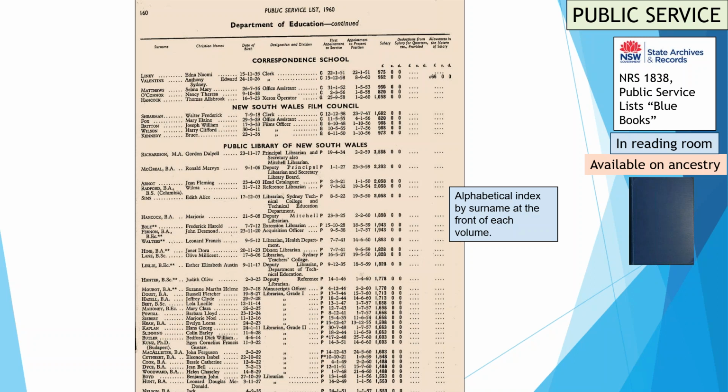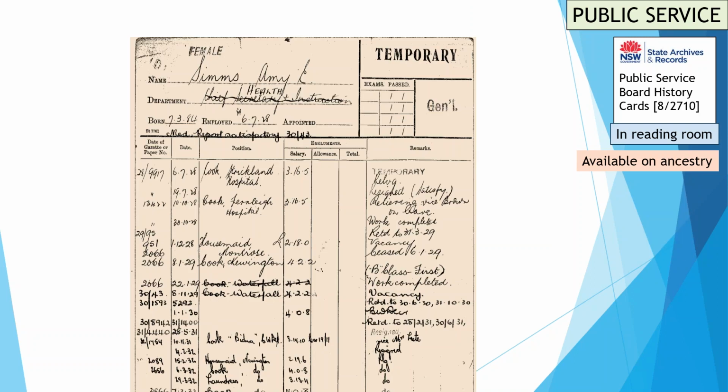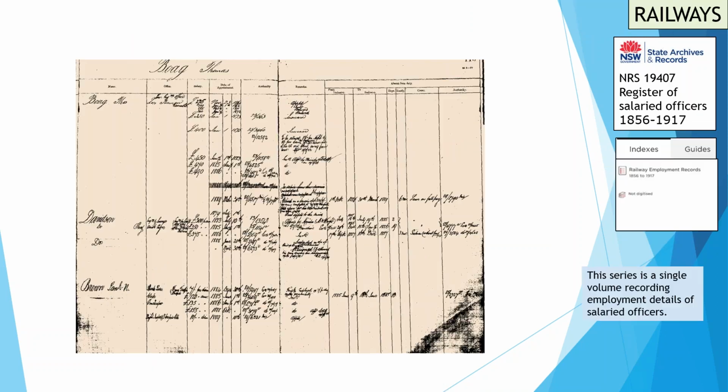This can be done on Ancestry now and also on microfiche in our reading room, but Ancestry will do it quite easily for you. And this is the kind of information that you can gain. You can see that the majority of this page is the Public Library of New South Wales. I'll pass on that one and go to the next one.